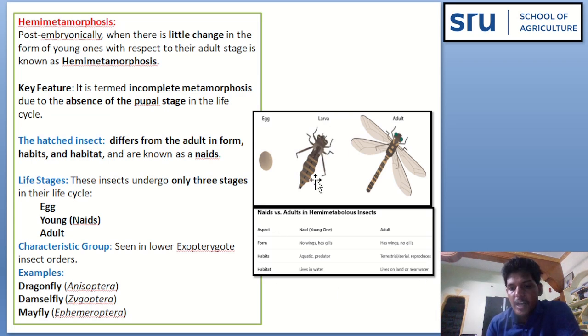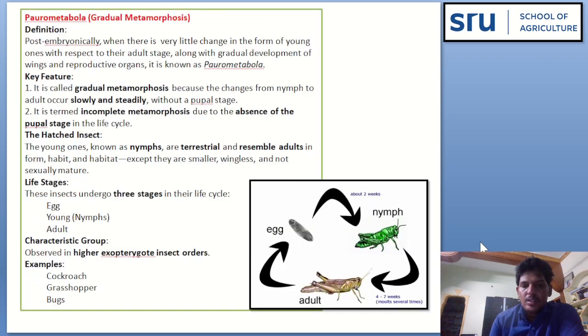Nymph habitat is they live in water. Adult habitat is they live on land or near water bodies. This is all about hemimetamorphosis. Paurometabola are gradual metamorphosis.